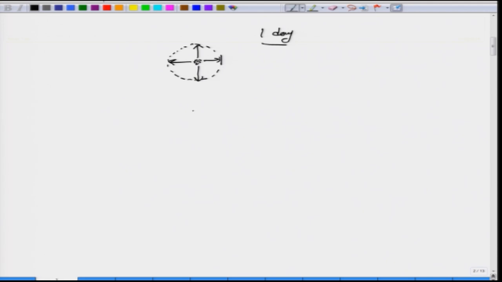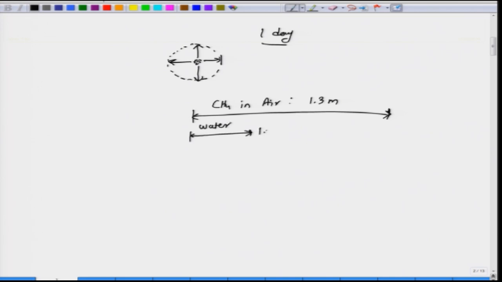So, in one day, if we consider diffusion of methane in air, this front would have progressed about 1.3 meter, whereas if you consider methane in water, this would have progressed only about 1.3 centimeter. These two are at a temperature of 298 Kelvin.